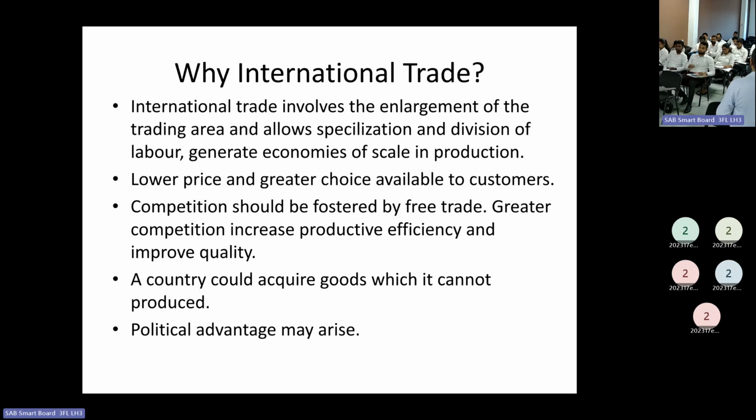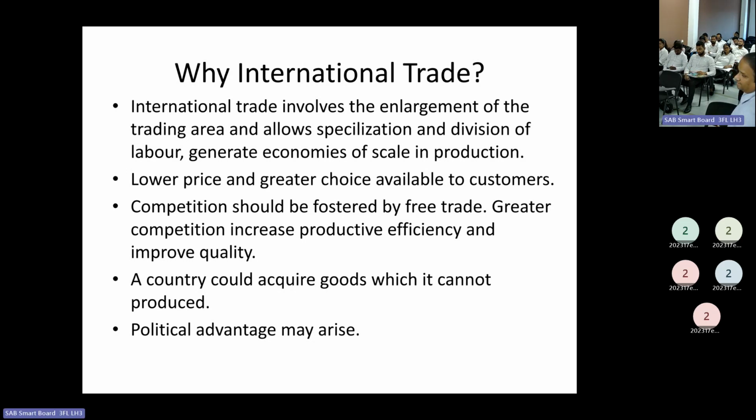So now, for example, petroleum. We don't have petroleum, though some investigations are going on in certain areas. But how can we use these products? With the help of international trade, the country can consume. People can consume the goods they cannot produce locally. And there may be political advantages as well.